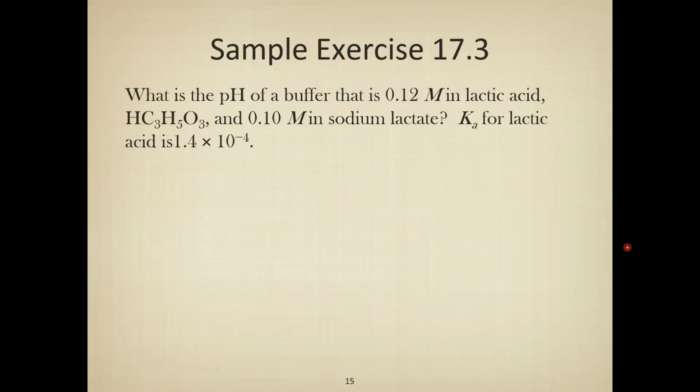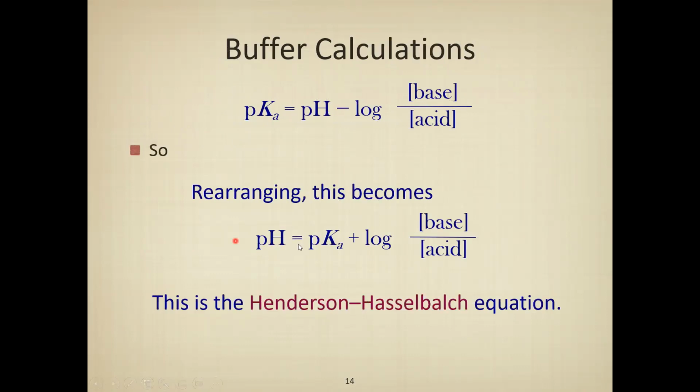And if we look at this question, we're going to be using that equation. We want to determine what the pH is of a buffer that is 0.12 molar lactic acid. It gives us the formula of lactic acid there, and 0.1 molar sodium lactate. And then we're given the Ka of that. So if we go back, we're looking for this.